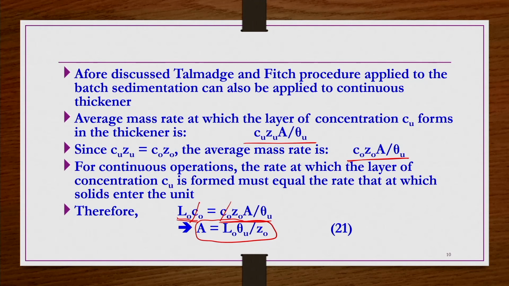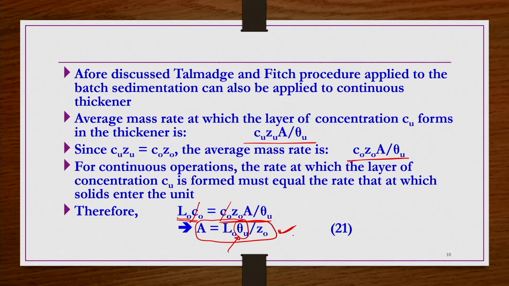Now, L naught is what? It is the initial feed rate, the particular volumetric rate at which feed enters the continuous thickener. Z naught is the initial interface height, and theta u is the time required for the interface to decrease from Z naught to Zu height. Here also it is straightforward, and only one thing is required, theta u. This theta u you can get graphically by equation number 19 from the previous slide that we have seen. So here also you can obtain the area of the continuous thickener by this method.